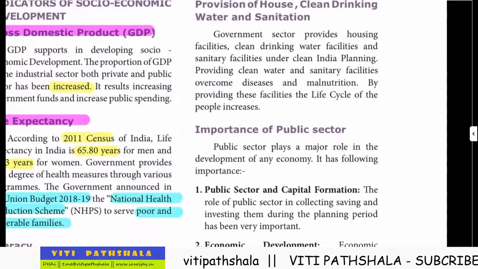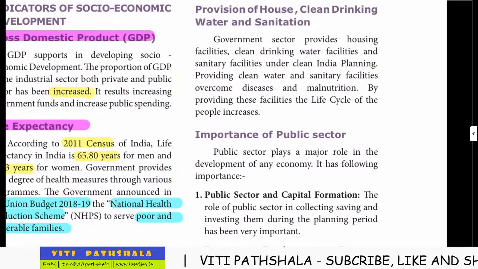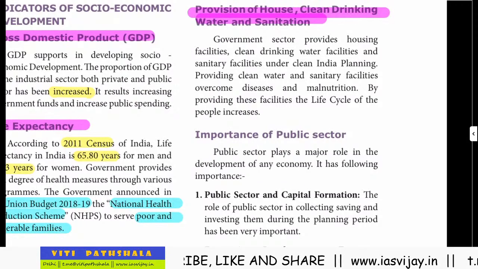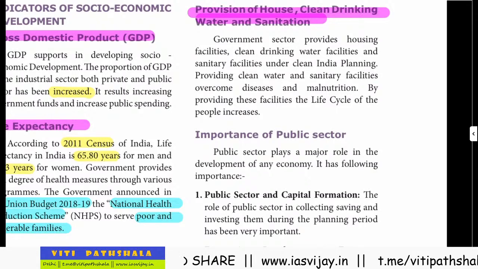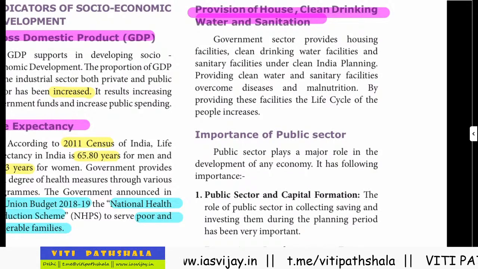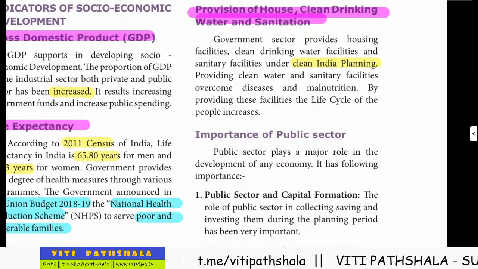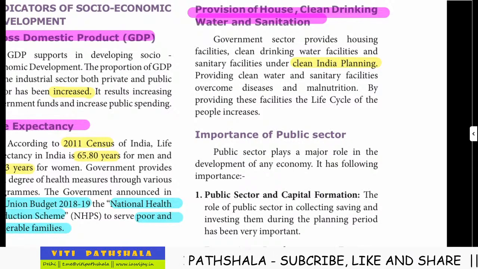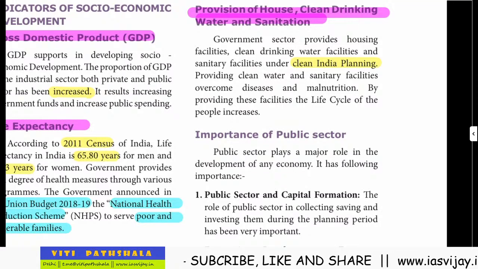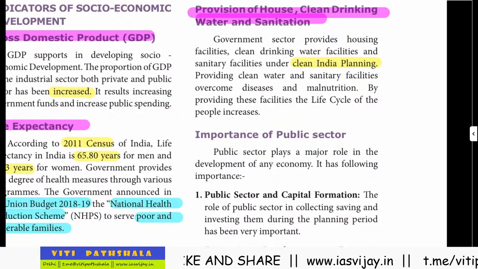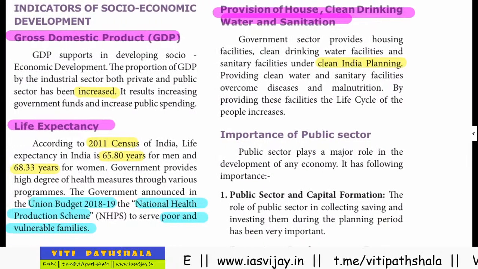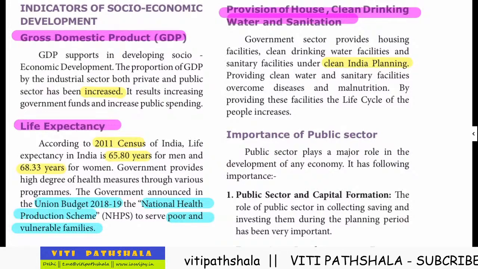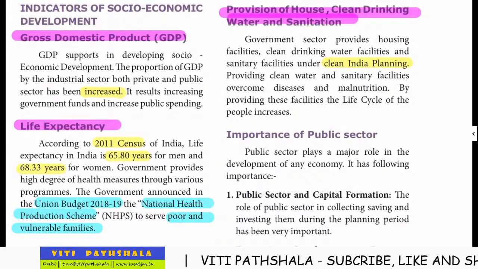Then provision of house, clean drinking water and sanitation. Now, the government sector provides the housing facility, clean drinking water facility, and the sanitary facility under the Clean India planning. Now, if you are following the current affairs, the Prime Minister from the Red Fort has announced that for the migrant workers, houses would be provided. So, in the urban areas, there would be a housing scheme, and it has been launched for the people who migrate.